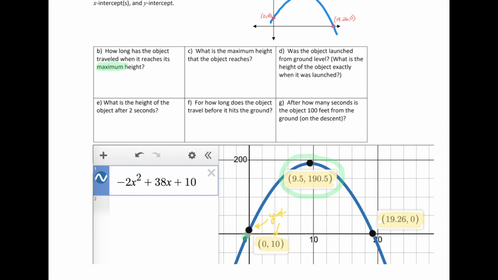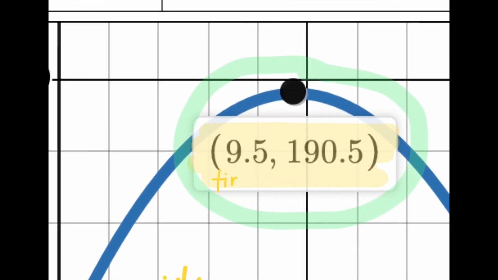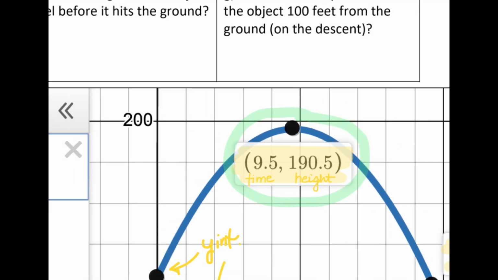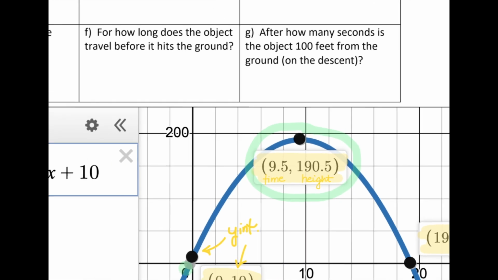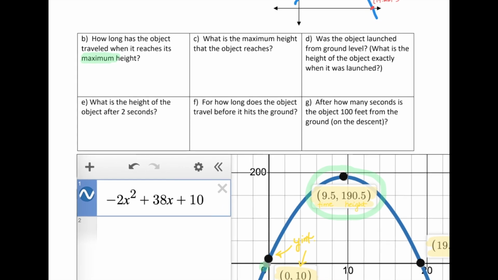Remember that your x value is time, and your y value is height, and the question says, how long has the object traveled in time when it reaches its maximum height? Well, that maximum height is 190.5, but that's not what we're asking. We're asking for how long has it traveled. It has traveled 9.5 seconds.